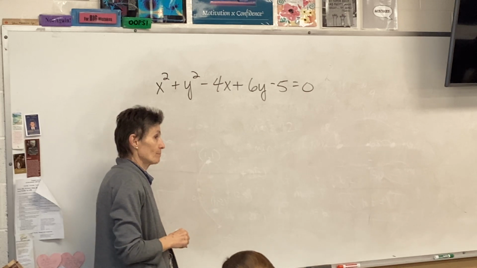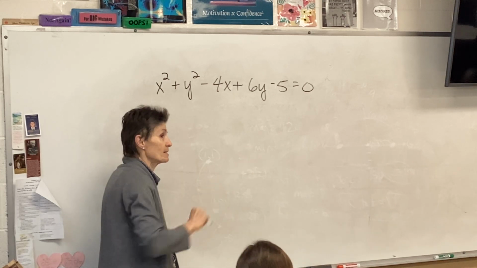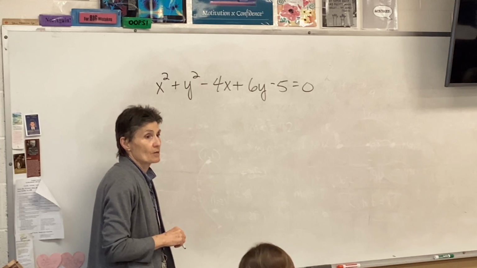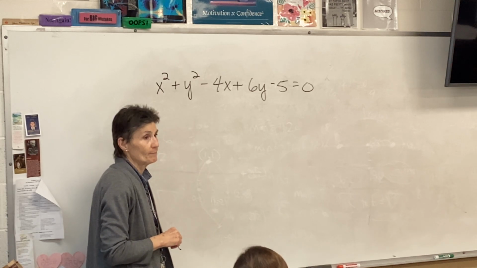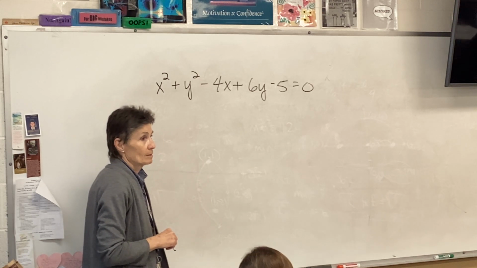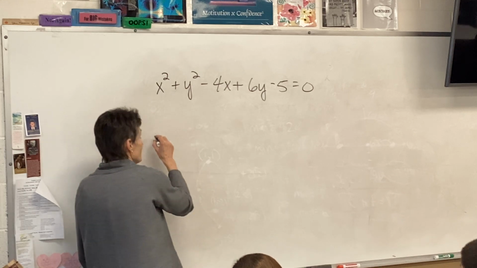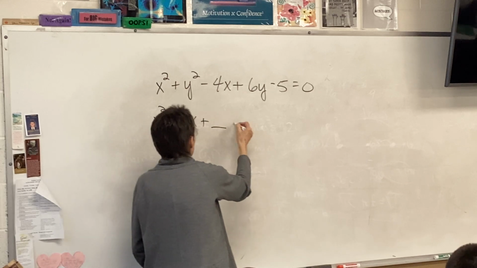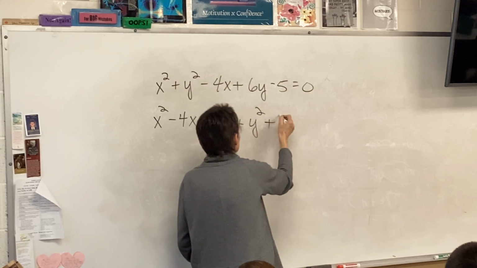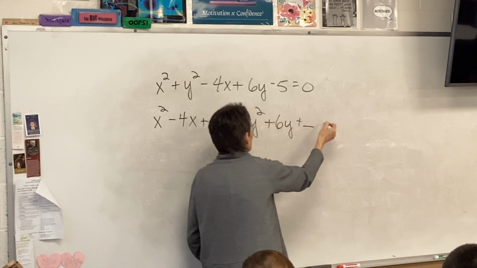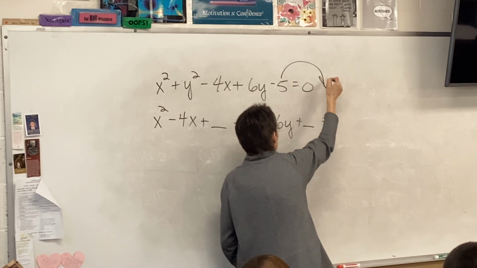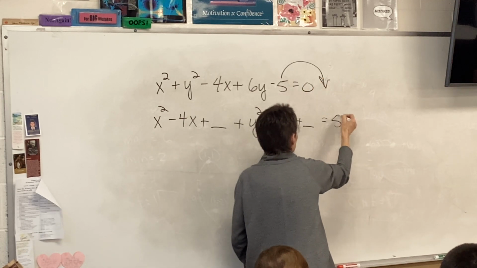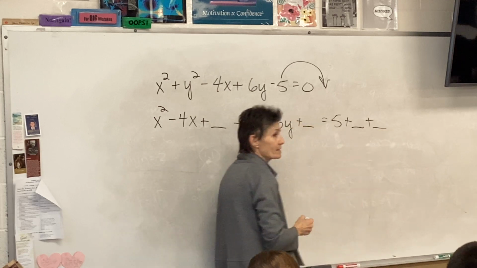Your job, probably gonna look just like that. It's gonna say find the center and the radius. So you're gonna have to clean up your equation, right? So first thing we do is, yep, move those X's and Y's. And move the 5 to the other side where it will become positive.